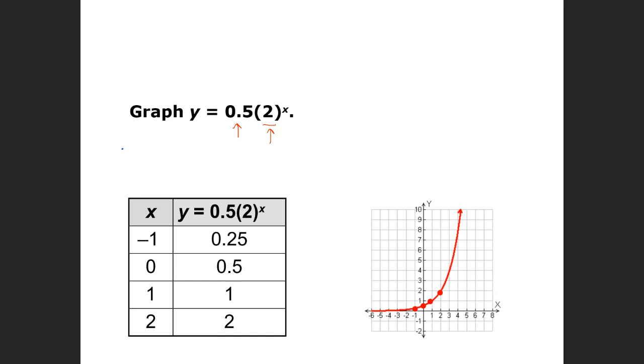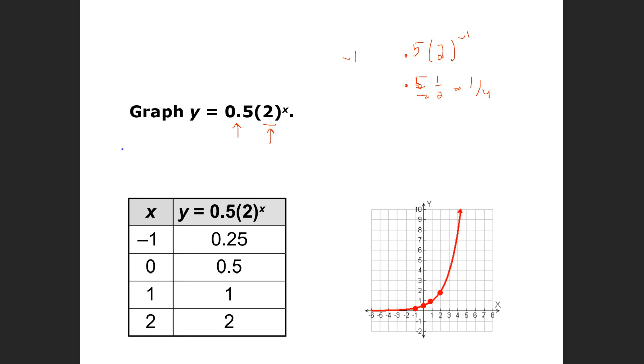Then what does the number out in front do? Well, it kind of just scales the number. You always do exponents first. So let's say I plugged -1 in here. I've got 0.5 times 2 to the -1. We always do the exponent first, so that's going to end up being 1/2, right? So really, I have 1/2 times 1/2, which is 1/4 or 0.25. So you just multiply that number at the end.